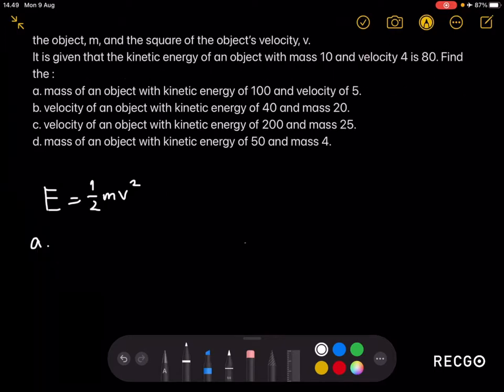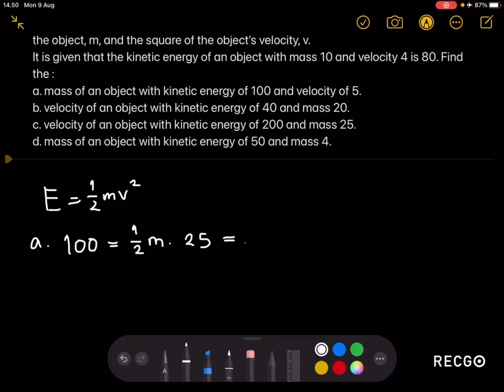Alright, for part A, we can just substitute our values of E being 100 and v being 5 respectively. So we have 100 is equal to a half times m times v squared, that will be just 25. Solving this gives us that m is equal to 8.